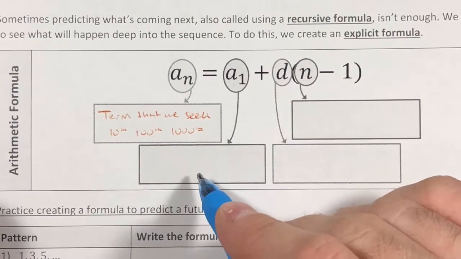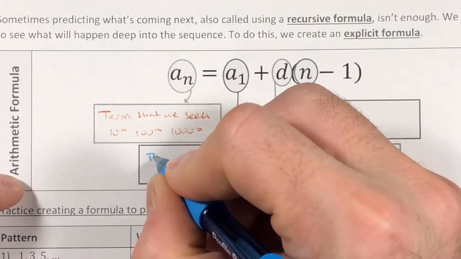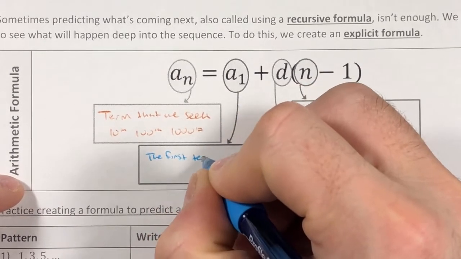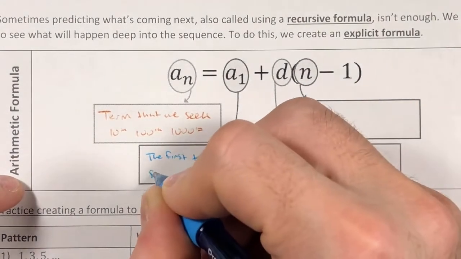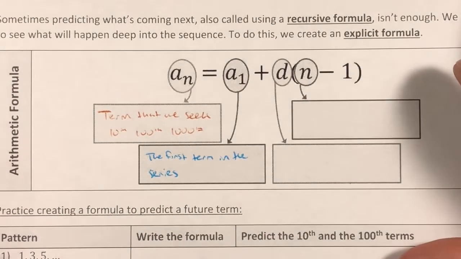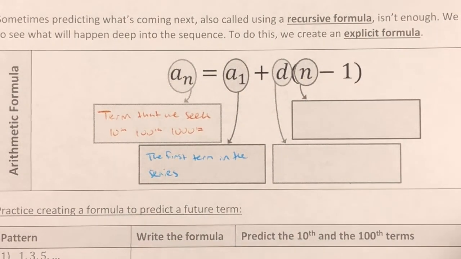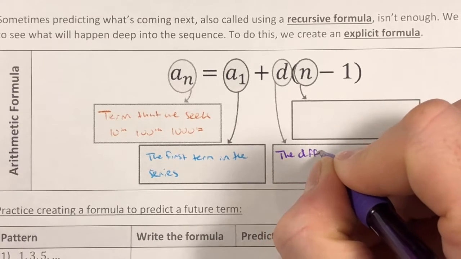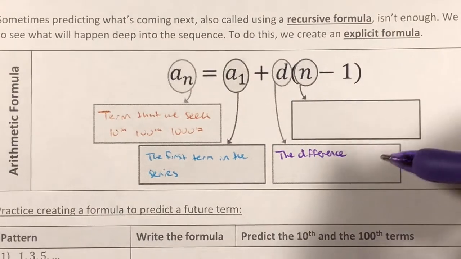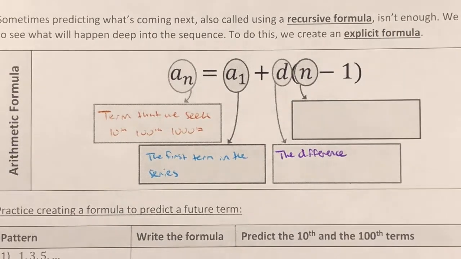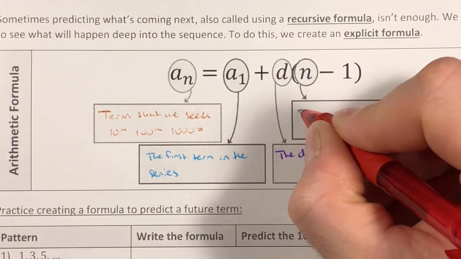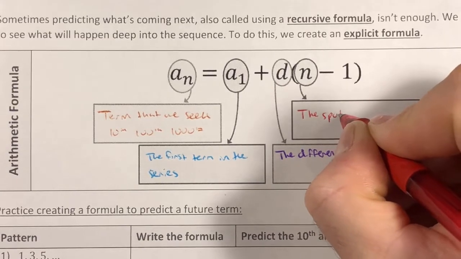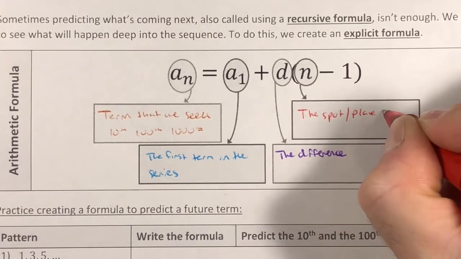The a_1, this is the first term. So the first term in the series, whatever that beginning number is. If we look at d, d is going to be the difference. So what are we adding, what are we subtracting each time? And then n is the number that we are going out. So let's call it the spot or place in the sequence.